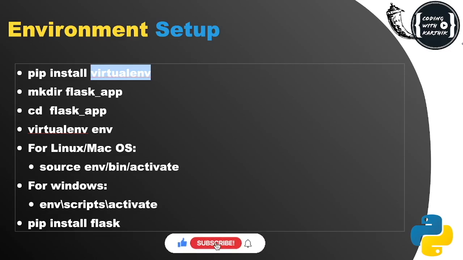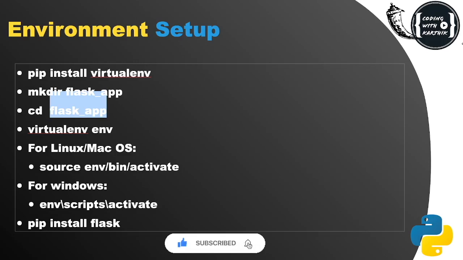It is mandatory because there might be a lot of conflicts between one project's packages and another's. That's why we should use this. And for this application, I'm going to create one folder. I'm entering that folder using cd flask app, and here I'm creating a virtual env with the name env.